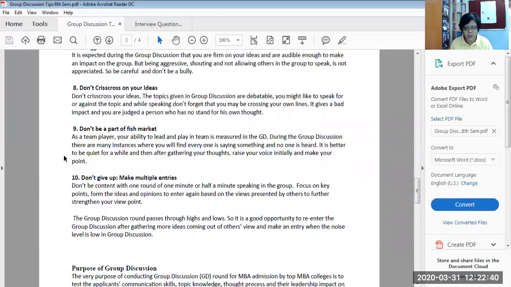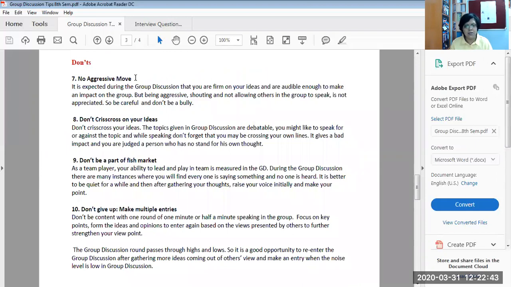Next, we come to the don'ts. So don't be aggressive. Don't try to fight it out. It is not a fight club. It is a boardroom that you are going to do this in, so there is no chance of being aggressive.